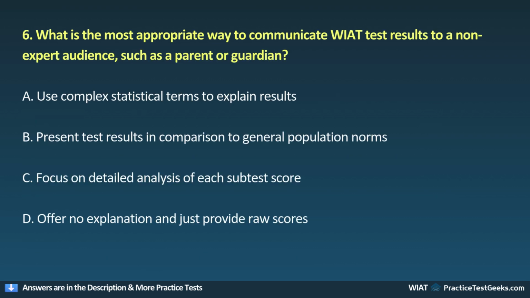6. What is the most appropriate way to communicate WIAT test results to a non-expert audience, such as a parent or guardian? A. Use complex statistical terms to explain results. B. Present test results in comparison to general population norms. C. Focus on detailed analysis of each subtest score. D. Offer no explanation and just provide raw scores.